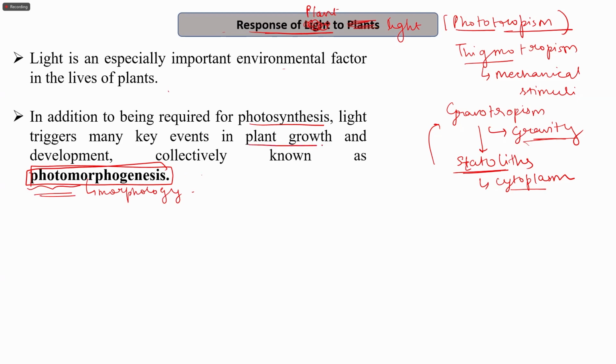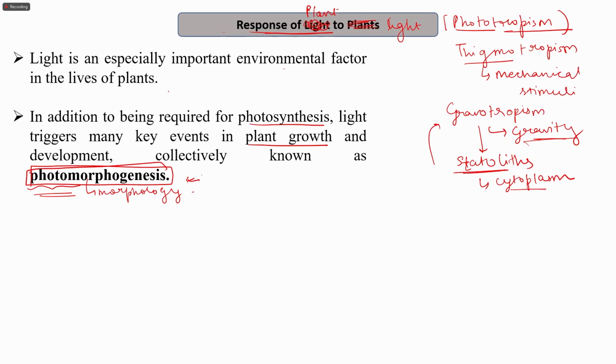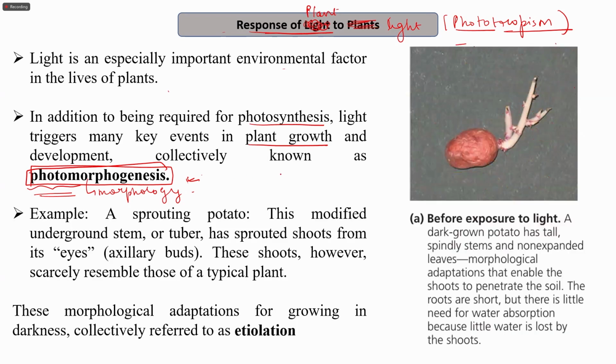That is, the events in plant growth and development which are mainly triggered by the presence or absence of light is known as photomorphogenesis. An example of photomorphogenesis can be explained with the help of a potato.